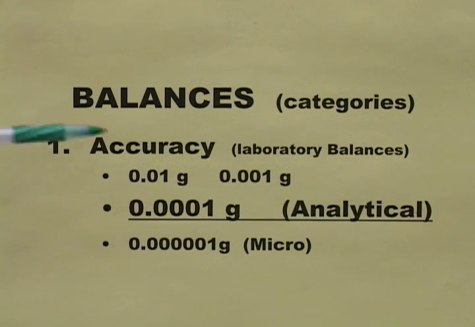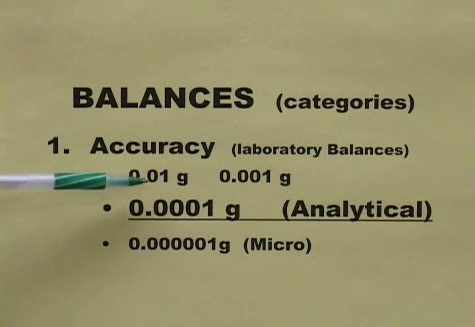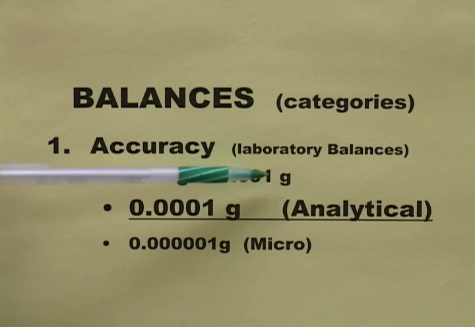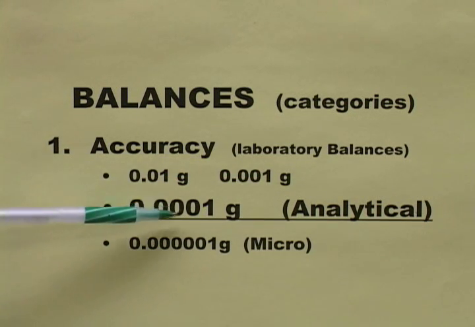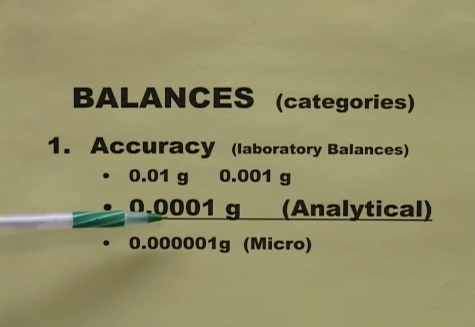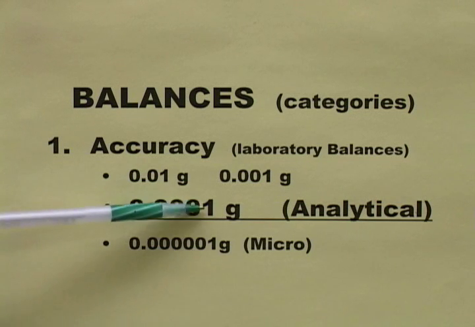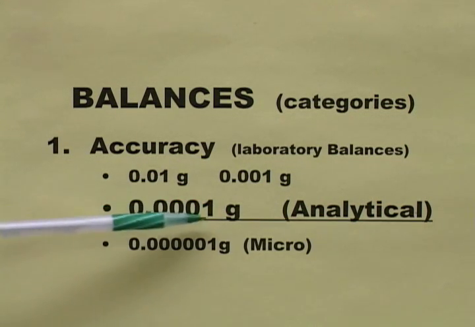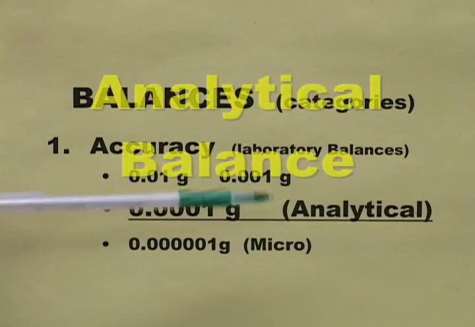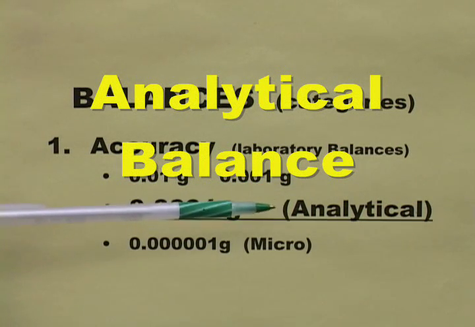In our lab, we will be using balances which weigh to 100th of a gram or even a milligram here. But one of the most important balances you'll be using is one which will weigh to 1/10th of a milligram. That's 0.0001 grams, 4 decimal places in grams. This is called an analytical balance.